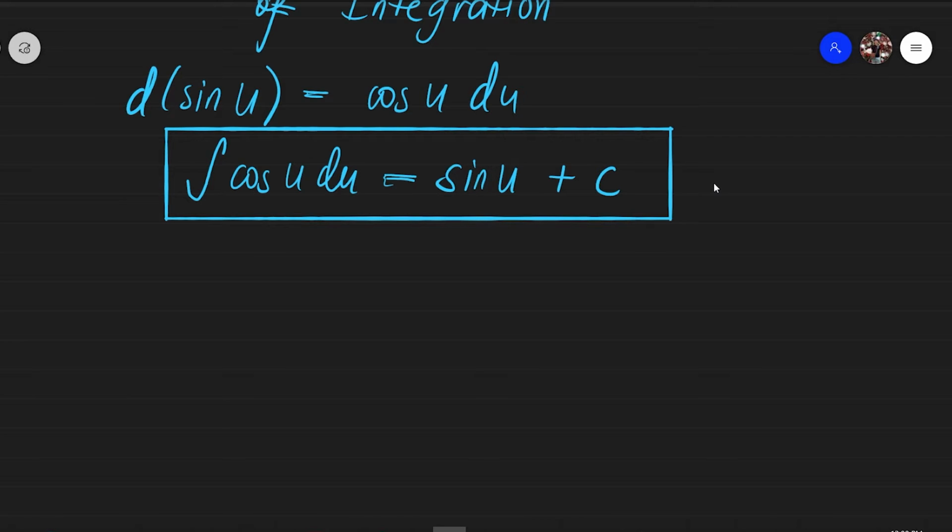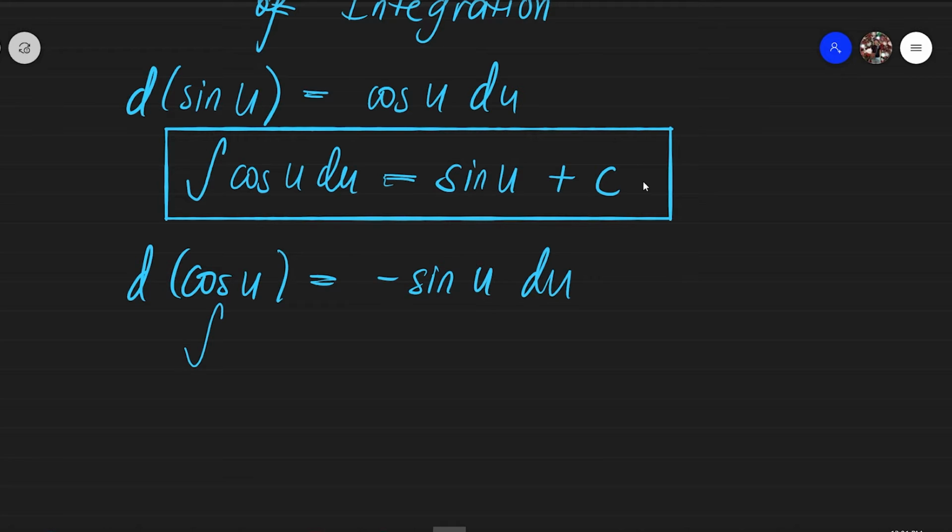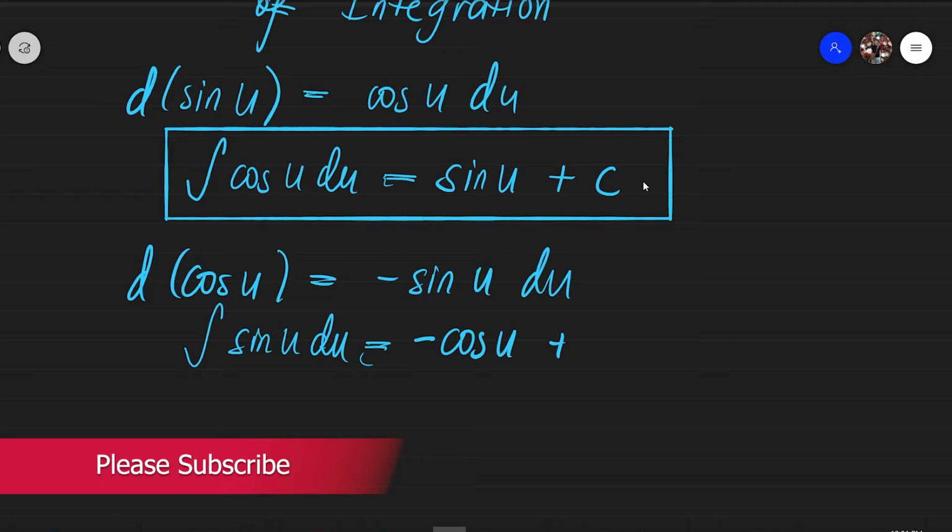So this is our number 1 formula, the integral of cosine u du, and that is equal to sine u plus c. We have here the differentials of the other five trigonometric functions. So we have here the differential of cosine u, and this is equal to negative sine u du. So if we integrate, we can derive from this formula the integral of sine u du, which is equal to negative cosine u plus the arbitrary constant. So this is another formula.